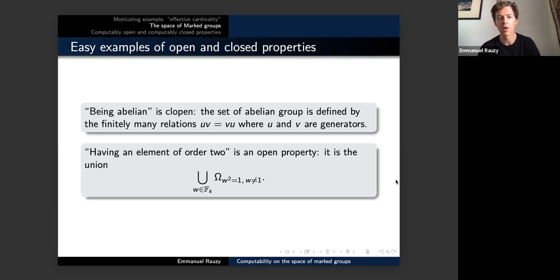Having an element of order 2 is an open property. It's the union that I have written here. For all elements of the free group, you say that this element should be a non-identity element, and its square should be the identity element. And a group belongs to this union exactly when it has an element of order 2. These are very easy examples.